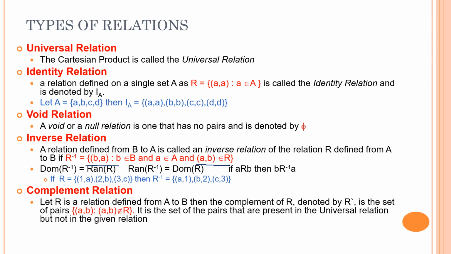And what is the universal relation? The Cartesian product. If R is a relation defined from A to B, then the complement of R, which is denoted by R dash, is the set of pairs (a, b), where (a, b) does not belong to R. It is a set of the pairs which are present in the universal relation but not in the given relation. So, I'll repeat. If R is a relation defined from A to B, then the complement of R, which is denoted by R dash, is a set of pairs (a, b), where (a, b) does not belong to the relation.